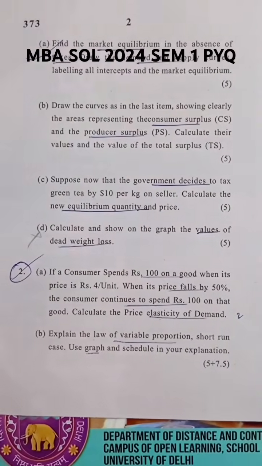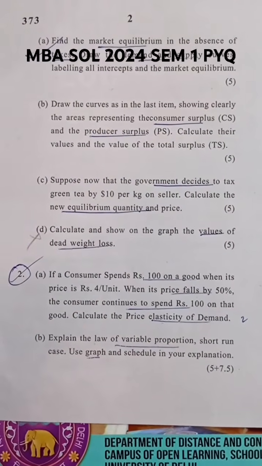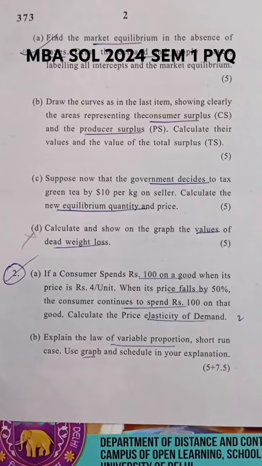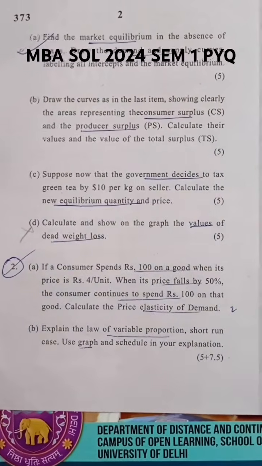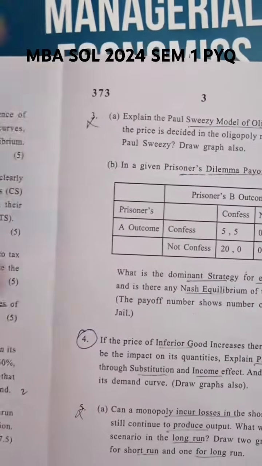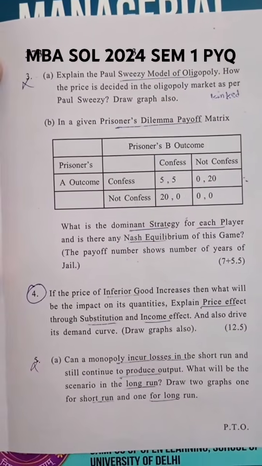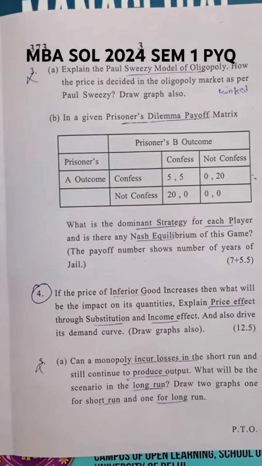This is the second question. So you have to calculate the price elasticity of demand, and here price is falling. So obviously if the price falls, the quantity demanded increases. In the B part, you have to explain the law of variable proportions by using a graph. This is a simple question.